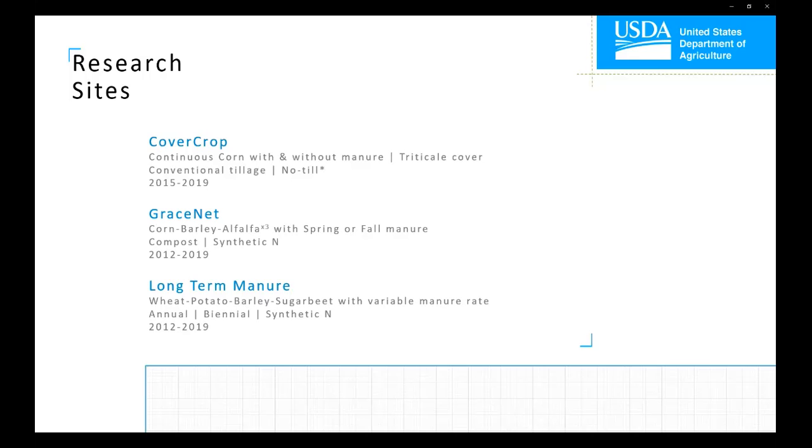The long-term manure study was initiated in fall of 2012 on a sprinkler irrigated field. It's a commercial cropping rotation of wheat, potato, barley, and sugar beet, and revolves around variable manure application rates and application frequencies. Annual or biennial manure application was paired with application rates of 8, 16, or 23 tons per acre, with the addition of a synthetic fertilizer treatment and a no treatment control.